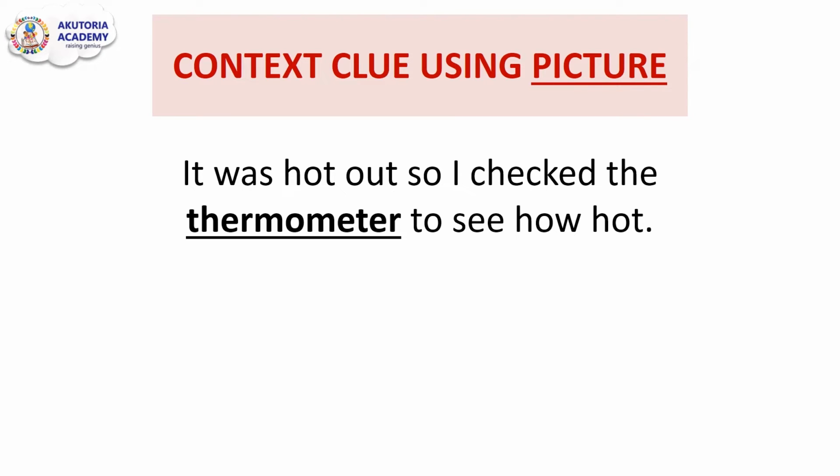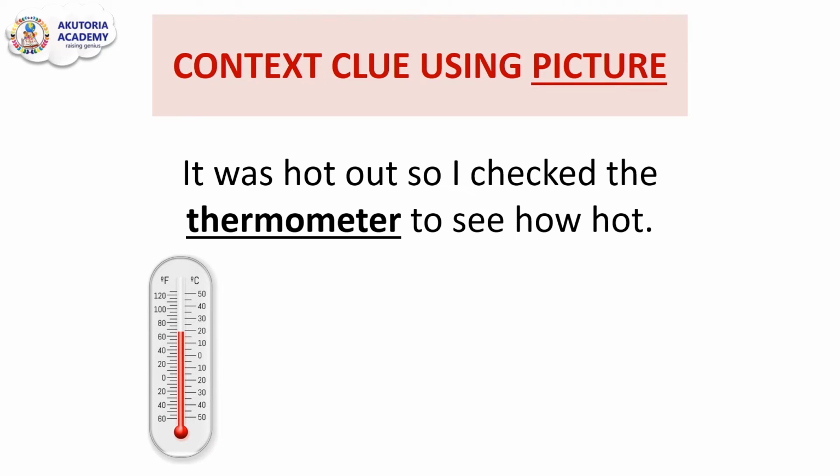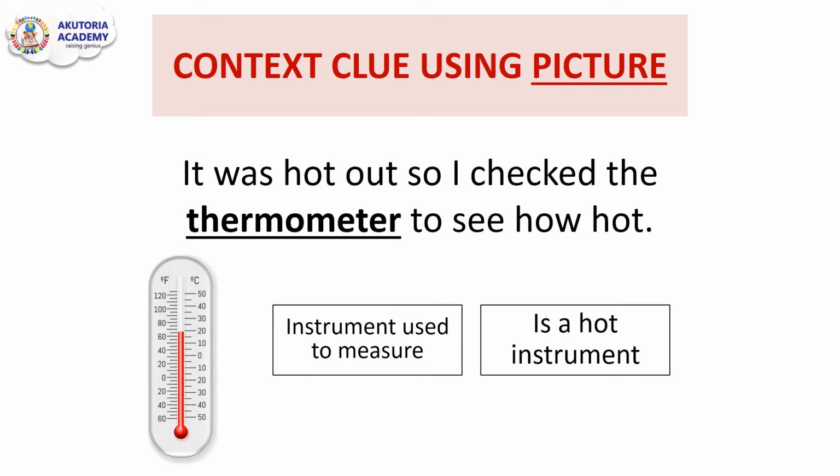Okay, context clue using pictures. So I'm going to explain how you could use pictures to figure out the meaning of big words while reading. Let's see this example. It was hot out, so I checked the thermometer to see how hot. Now the vocabulary that we are looking for is the word thermometer. What does thermometer mean? Does it mean instrument used to measure, or is it a hot instrument? So let's use the picture to figure out the meaning of thermometer.